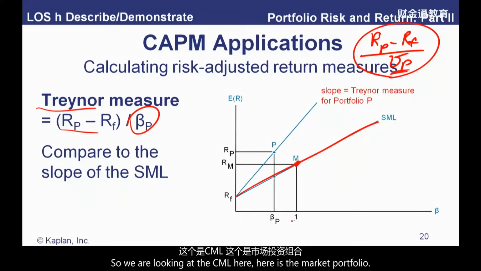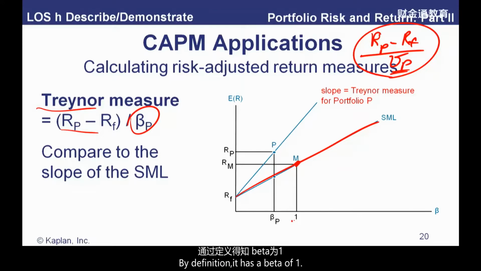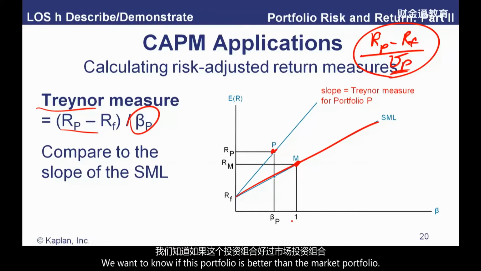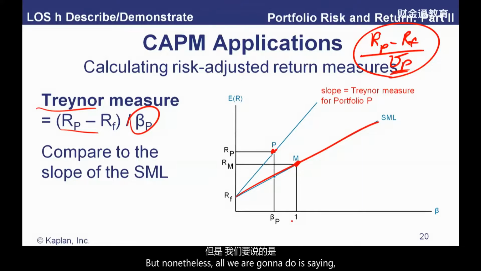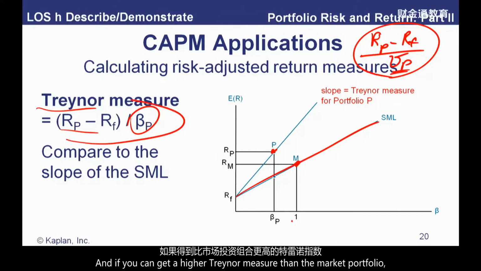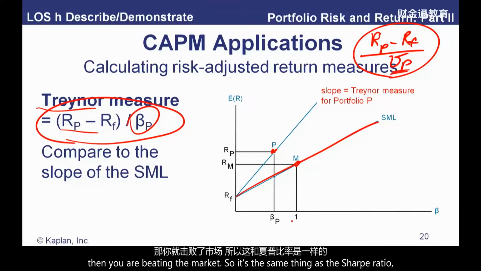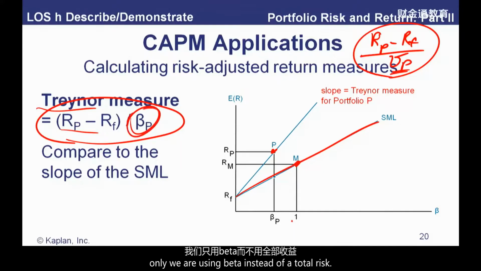So we're looking at the CML here. Here's the market portfolio. By definition, it has a beta of 1. Okay, we want to know if this portfolio is better than the market portfolio. And again, it's lower risk, higher return. It's got to be. But nonetheless, all we're going to do is say, well, let's take the excess return and divide by the beta. And if you can get a higher Treynor measure than the market portfolio, okay, then you're beating the market. All right, so it's the same thing as the Sharpe ratio, only we're using beta instead of total risk.